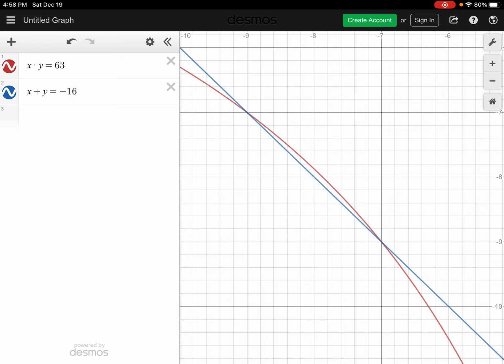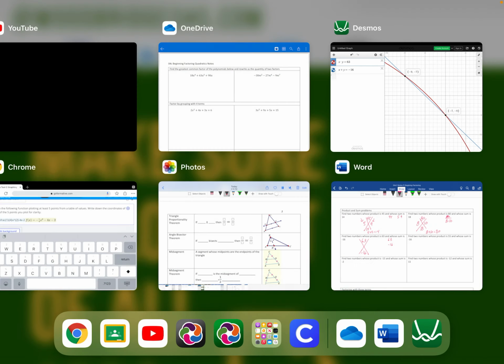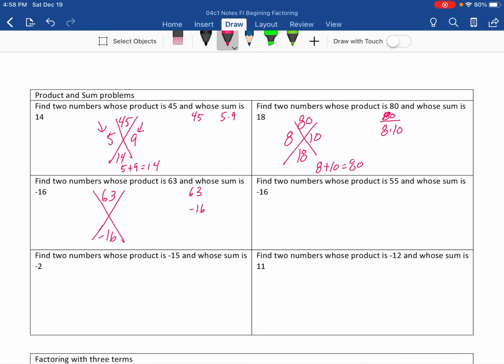So what are my numbers? My numbers are going to be negative 9 and negative 7, or negative 7 and negative 9. Those are the same thing. So you look for two numbers that multiply to be 63 and add to be negative 16, and Desmos will do it for you. Okay, and that's going to come into play. So negative 9, negative 7.